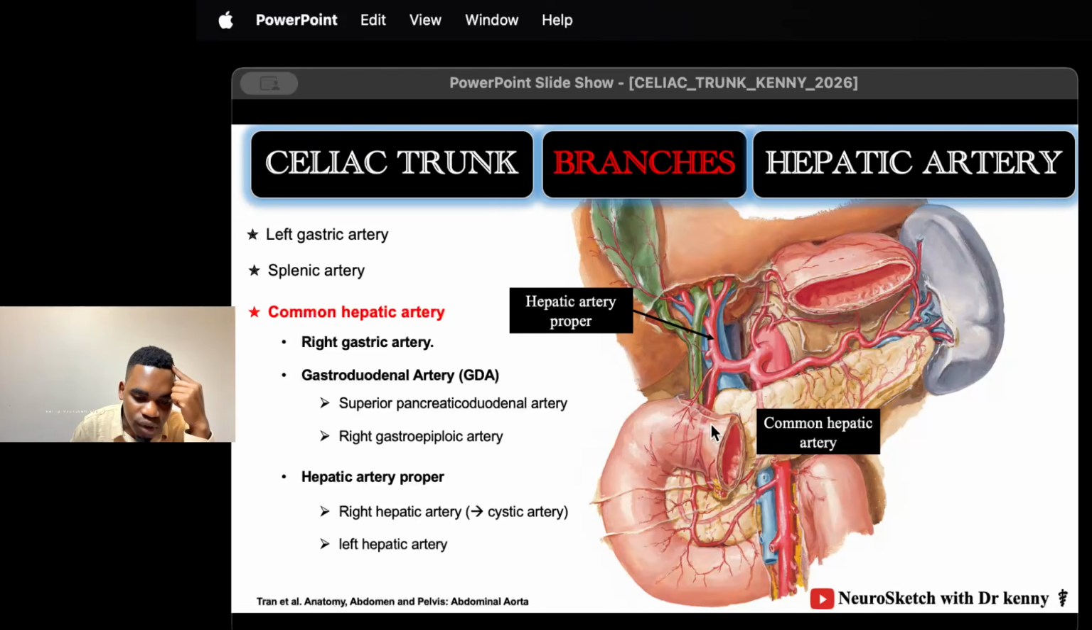Okay, that sounds like pretty much it. We haven't discussed the conditions of the celiac trunk. Make sure you go and find them.